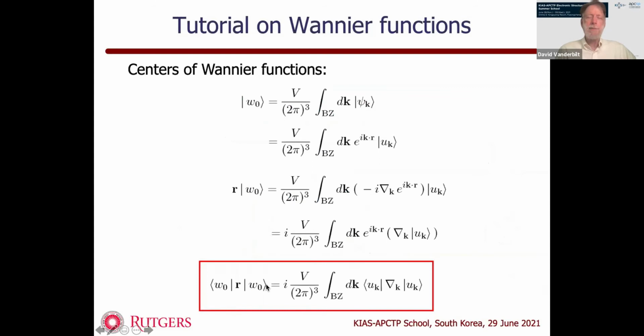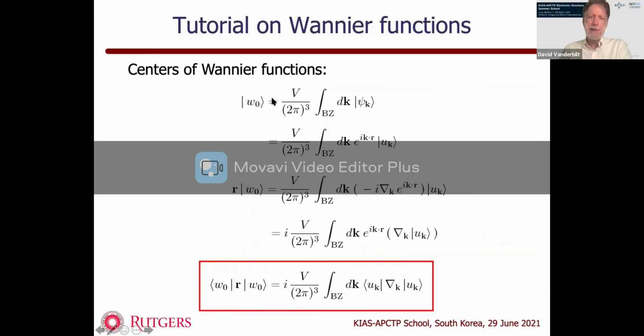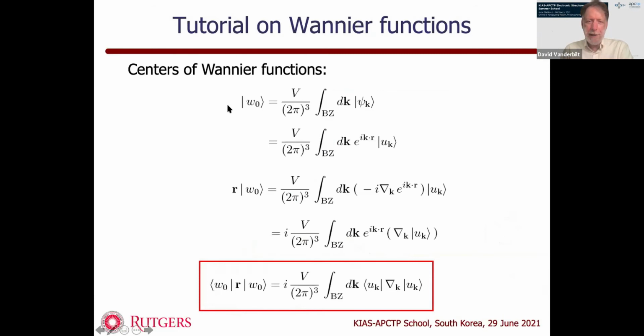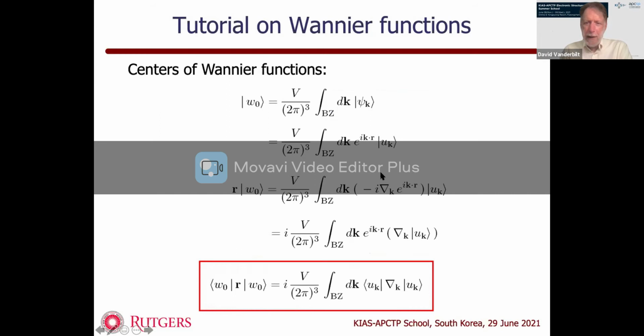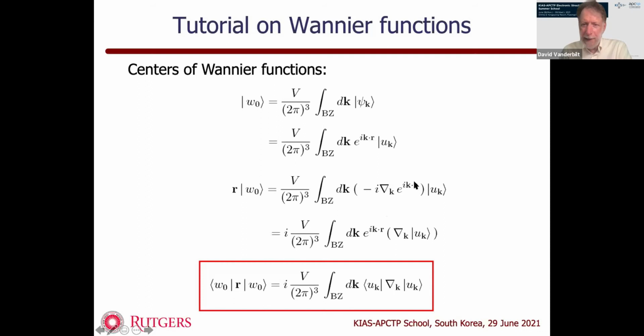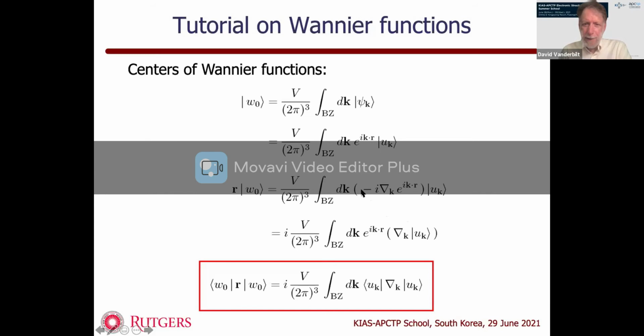And if I do a little algebra to see what mathematical representation is given to this expectation value of the position operator, it's like the center of charge of the Wannier function, if you like. Well, here's the expression for the Wannier function in the home unit cell, written out in terms of the cell periodic Bloch functions. If I multiply by R, I can replace e to the ik dot R by minus i gradient with respect to k of e to the ik dot R, because this thing acting on e to the ik dot R brings down the R that I want. Then I do an integration by parts so that the gradient acts on the u_k instead. So there was a sign change from minus i to plus i because of the integration by parts.